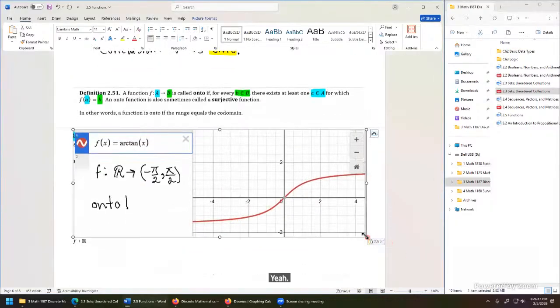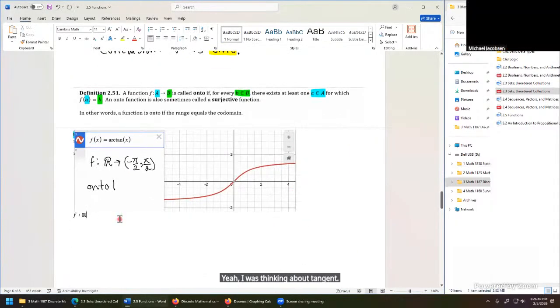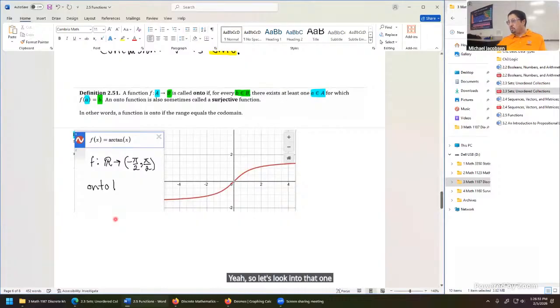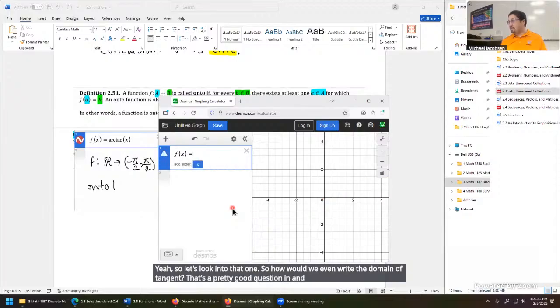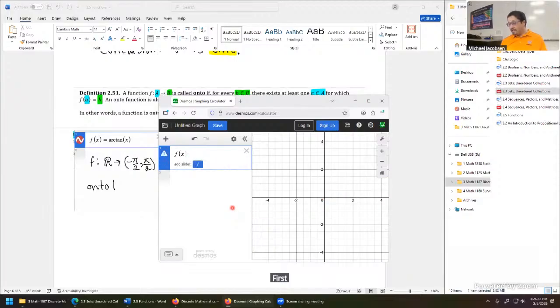Yeah, I was thinking about tangent. So let's look into that one. How would we even write the domain of tangent? That's a pretty good question in and of itself. First, let's put on tangent. And like you said, it's undefined at infinitely many different locations.